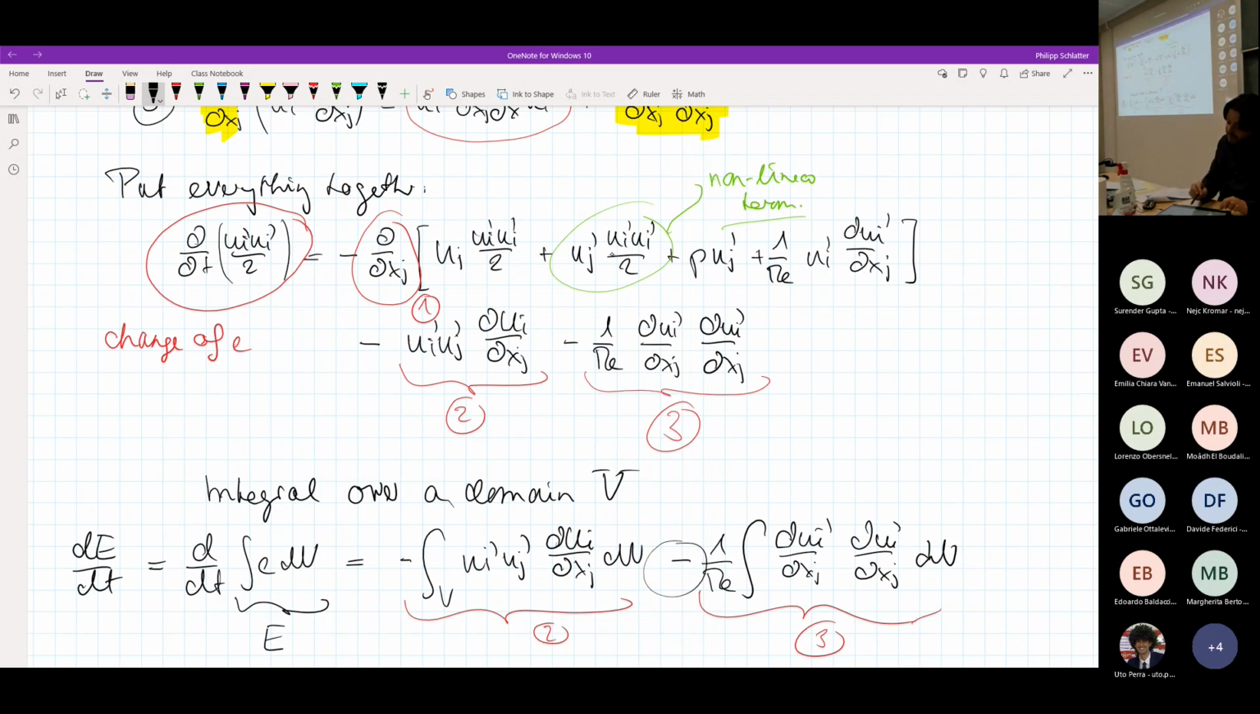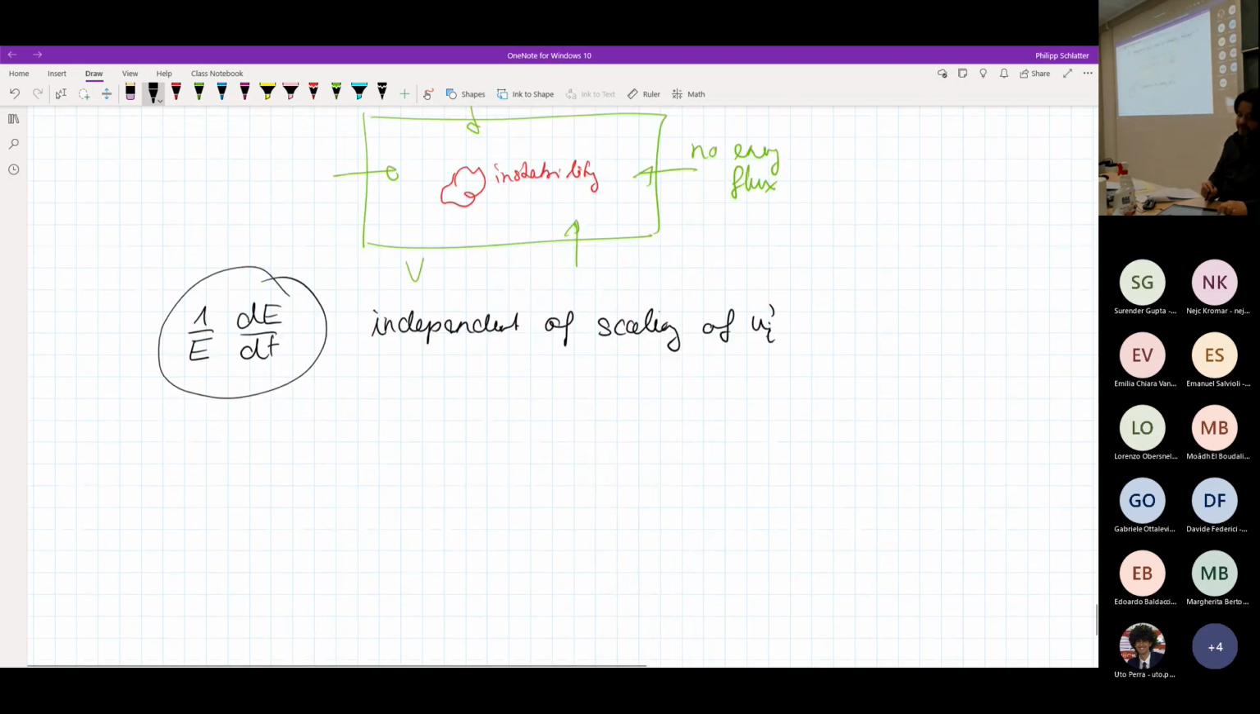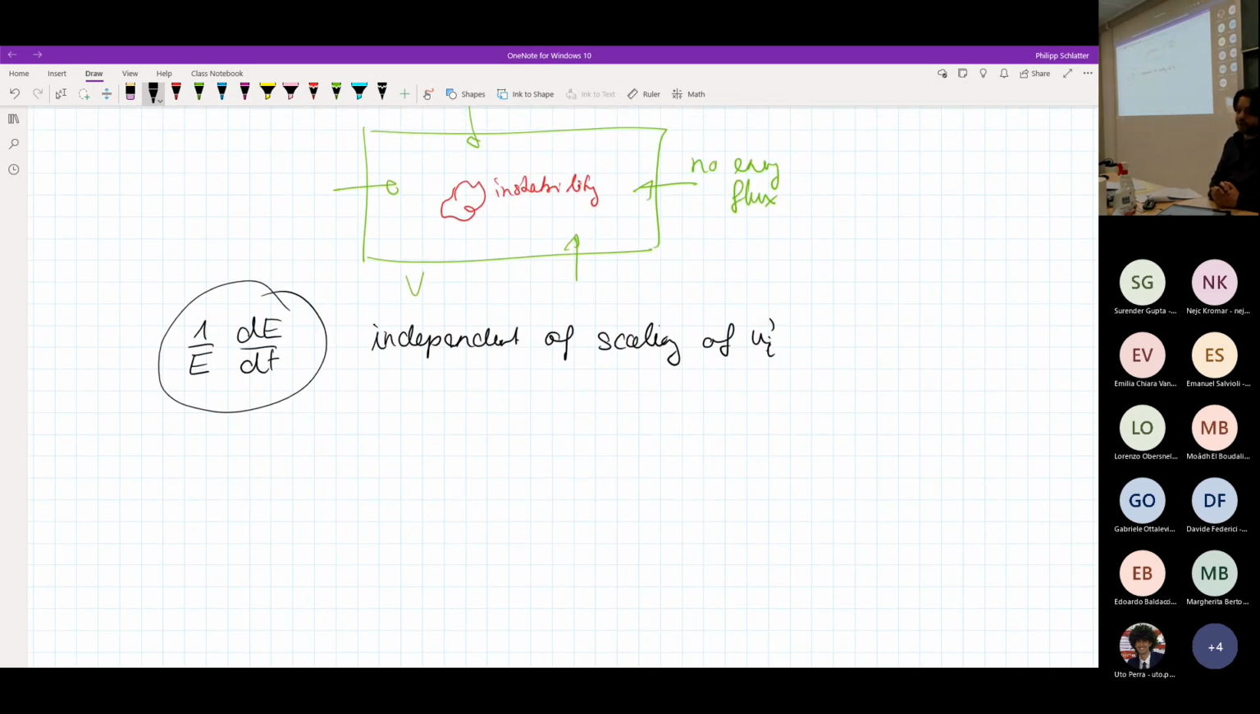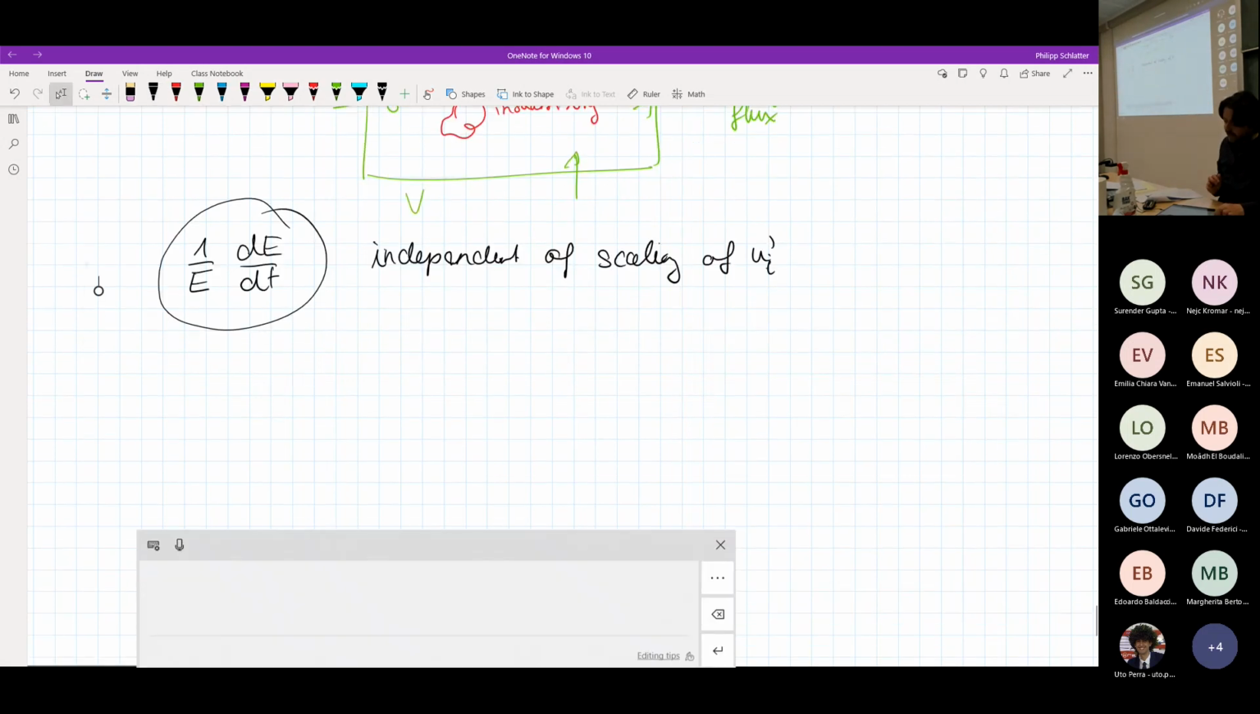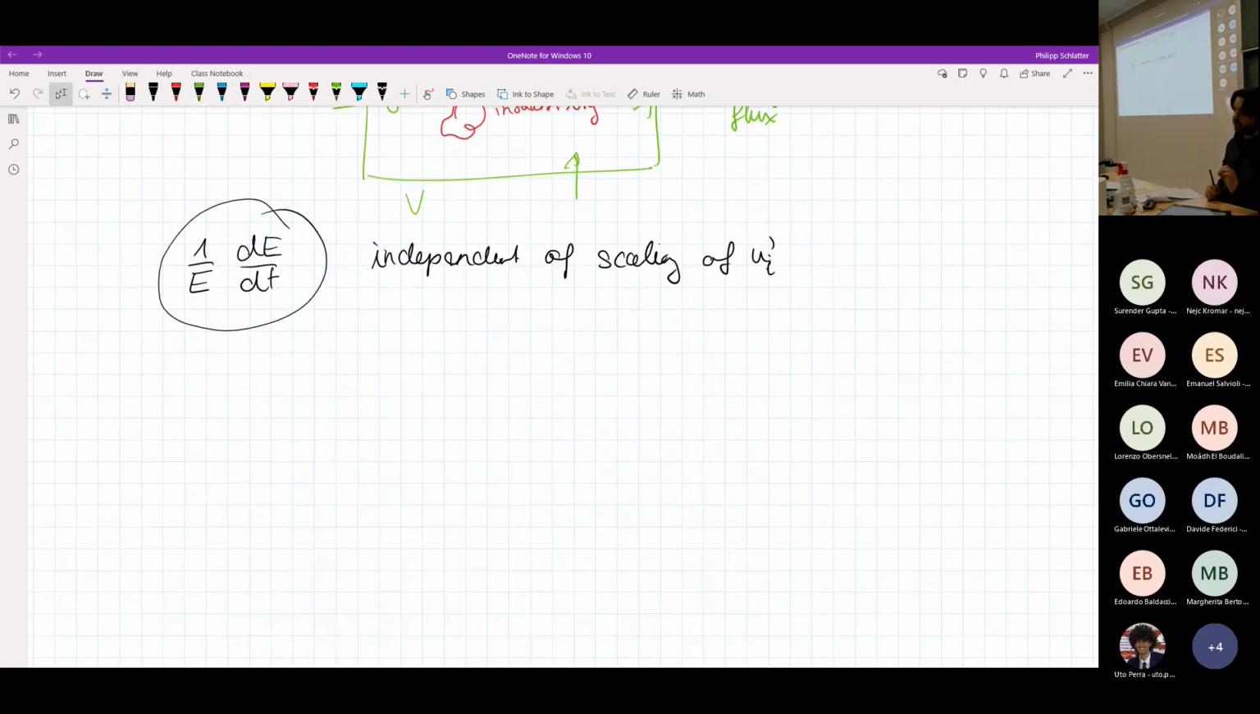But this, because I could get rid of this guy, it actually turns out that this is independent of the scaling of E. So it doesn't matter whether I look at infinitesimal disturbances ui prime, 10 to the minus 10, 20, 100, or whether I look at disturbances of 10 to the minus 1 or so. And that is actually a very important conclusion.